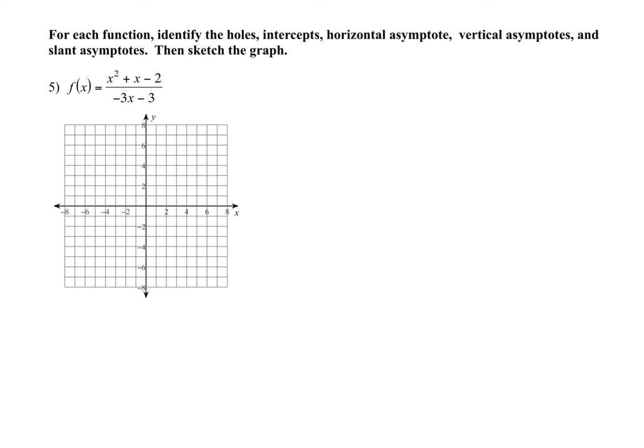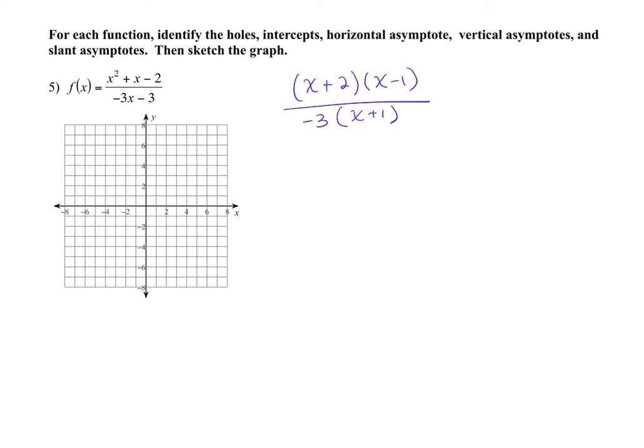The first thing I want to do is, can I factor anything? And I can. So the top is factors of -2 that subtract to give me 1. So for that one, how do I factor it? x plus 2 and x minus 1. On the bottom, do I have something in common? Yeah, I have actually a -3, right? So I can take a -3 out and I'm left with x plus 1. All right? So does anything cancel? No, it does not. Which means everything that makes my numerator 0 is going to be an x-intercept, right?